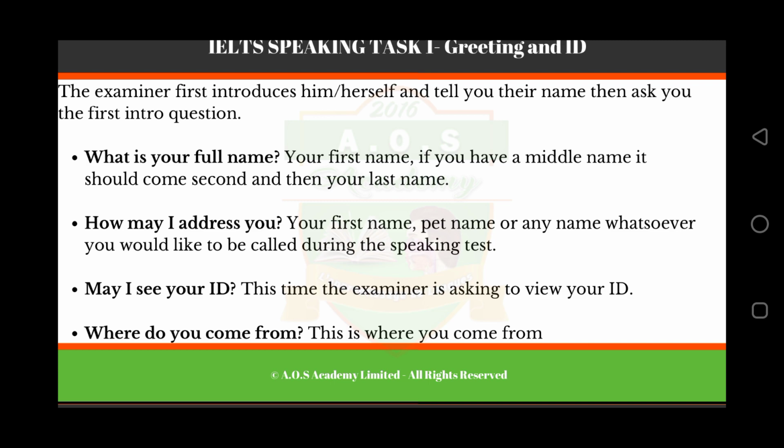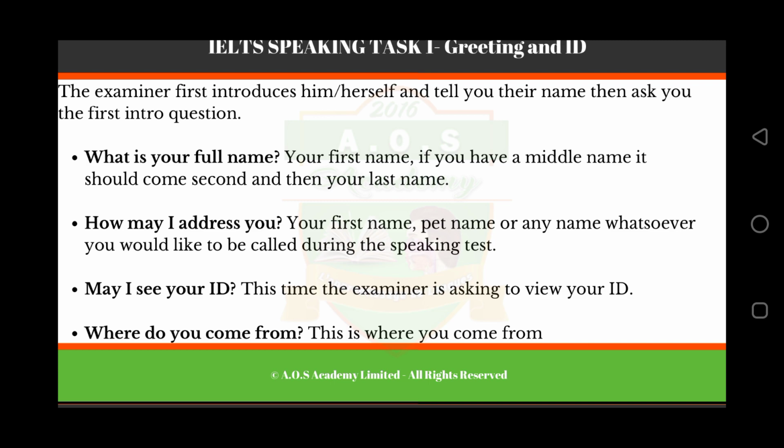Now, you walk into the speaking examination room and you greet the examiner. Before the part 1 begins, you will need to do an ID check. In this part, there are 4 questions which is called the intro questions, and I'm going to discuss these questions and some tips on how to confidently answer them.